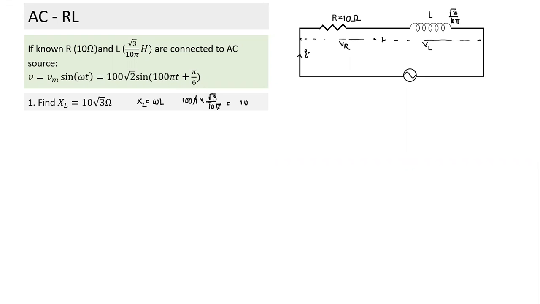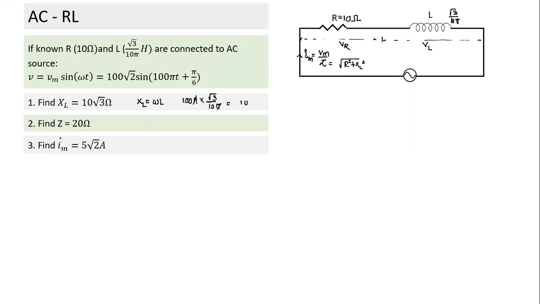What we should do next is find the current. To find the current, we need its amplitude. The current amplitude will be Vm by Z. So we are now in the process of finding Z. Z is called impedance, which we covered yesterday, and Z is equal to the root of R square plus XL square. So once I find XL, I can find Z, and once I find Z, I can find I. Using this formula, the value of Z comes to 20.